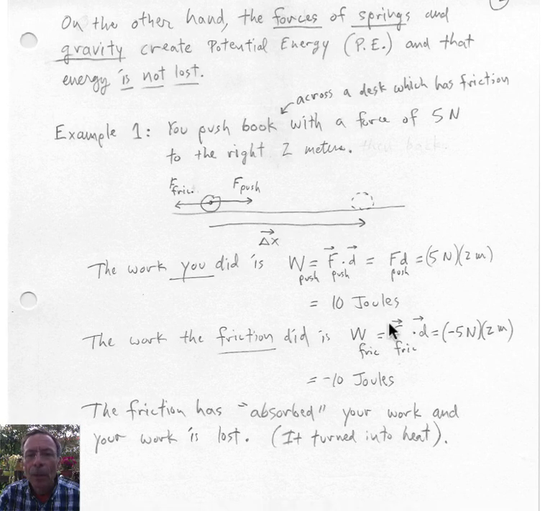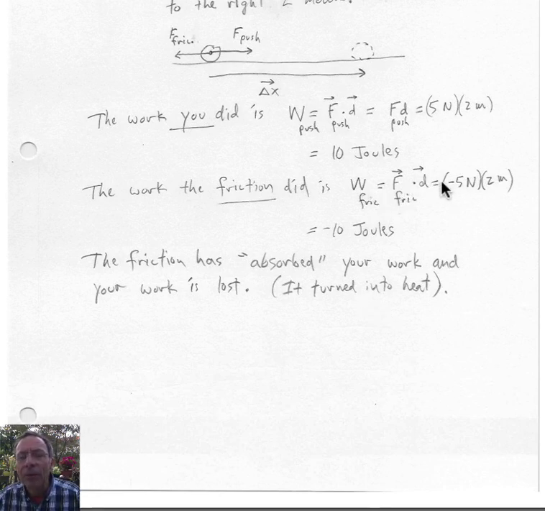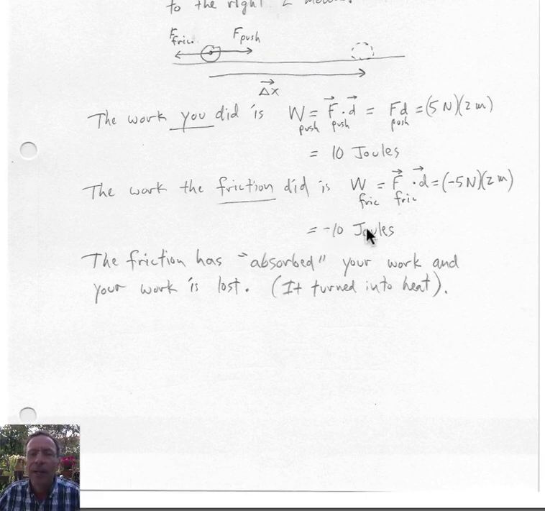Now, we were pushing to the right. But friction always pushes the opposite way. So the force of the friction is negative 5. It was the other way. And so the work the friction did is negative 5 times 10, which is negative 10 joules. So the friction did negative 10 joules of work.